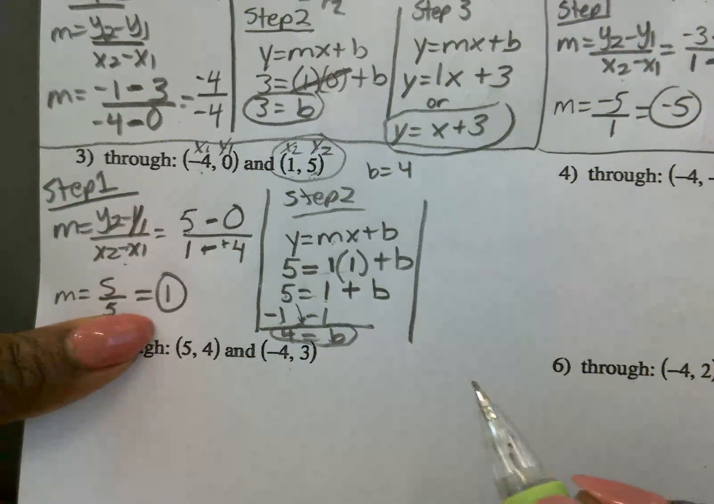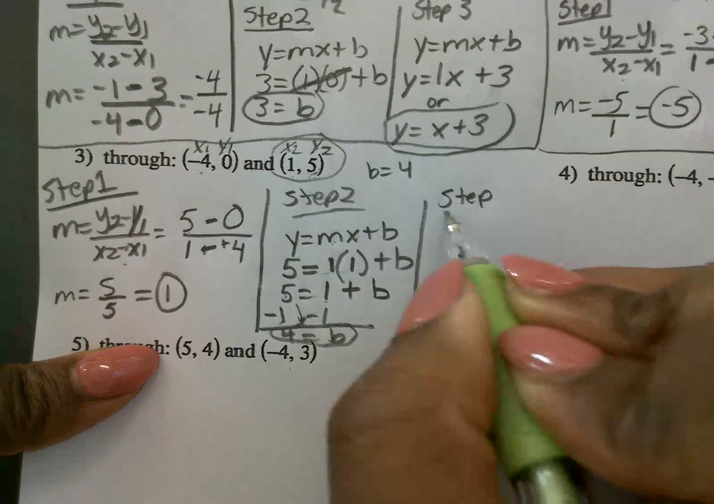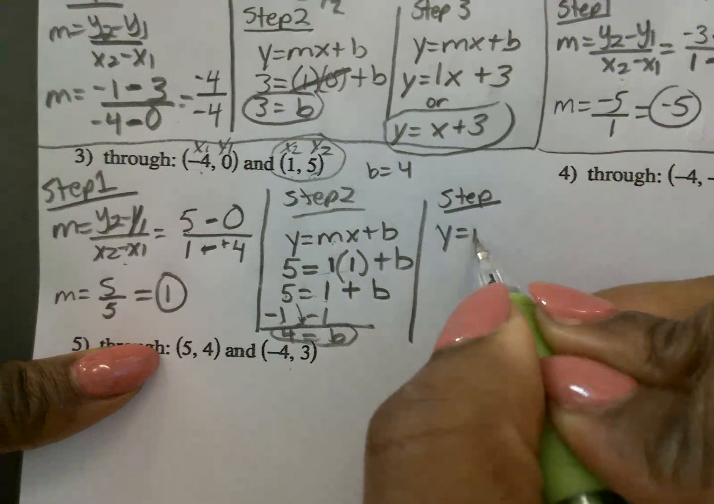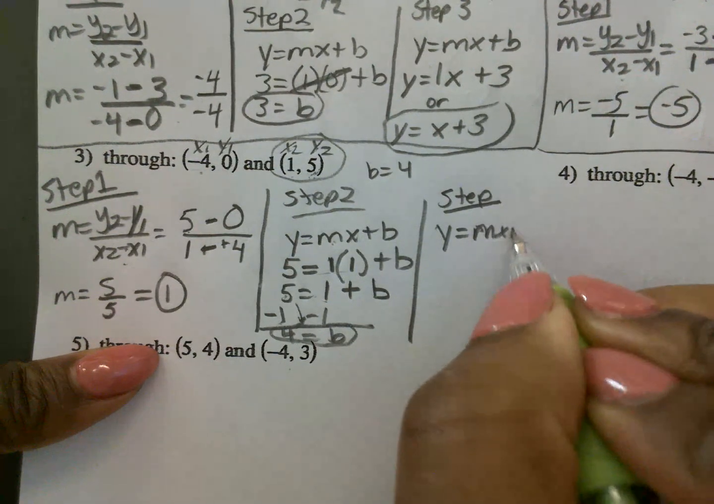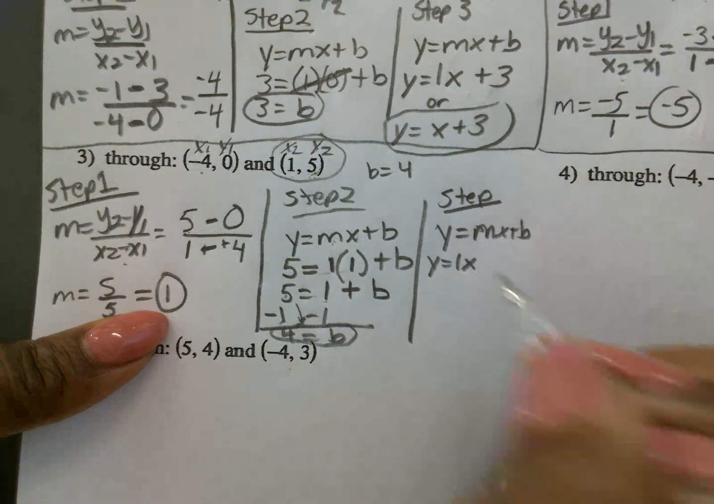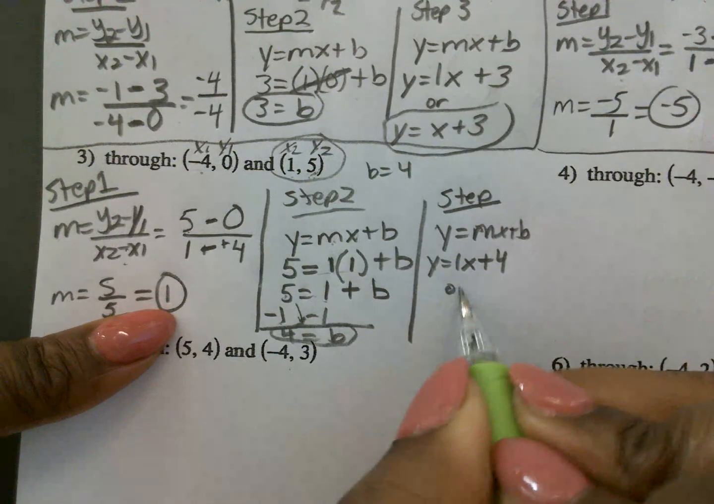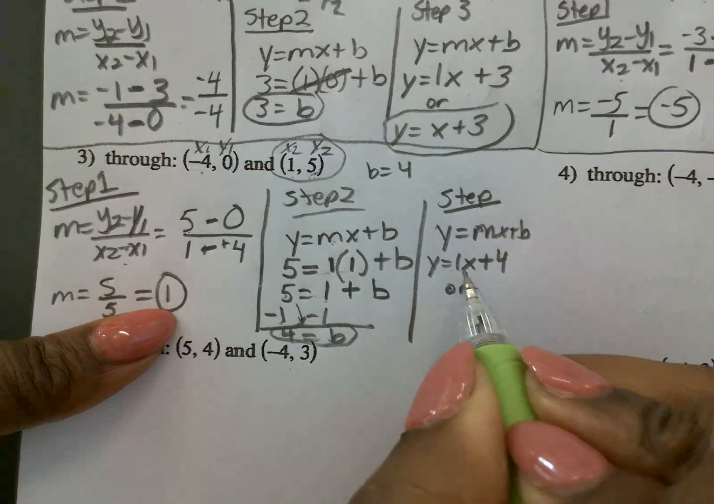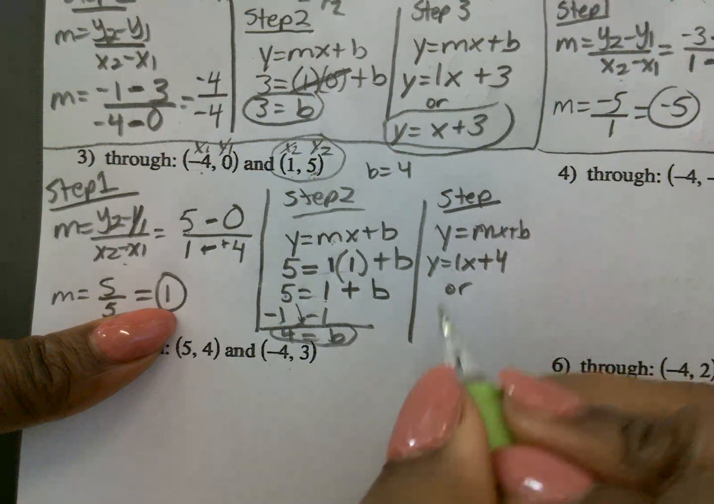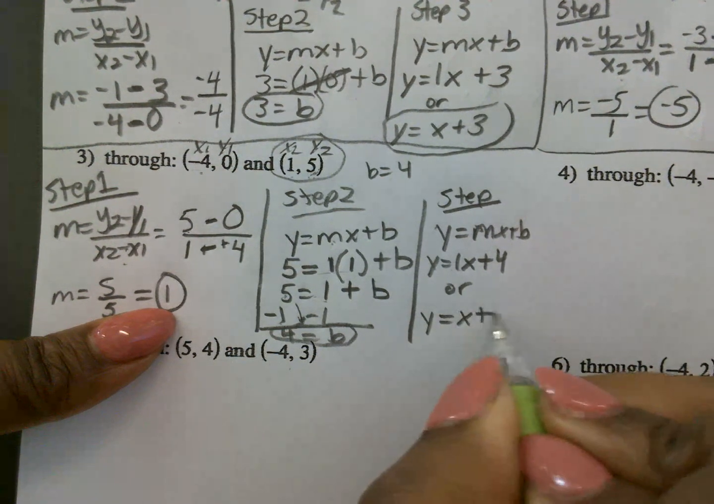So now you have m is 1 and b is 4. So the last step is to substitute. So we have y equals mx plus b. Your m is 1 and your b is positive 4. You don't have to write the 1 that's attached to it. It's understood to be a 1 there if you don't see it, okay? So this is y equals x plus 4.